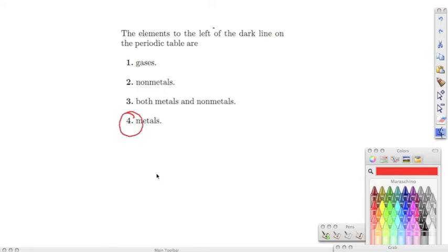Metals are always located to the left of the stair step. Non-metals are to the right. This is a key concept that we need to have down, especially when we start talking about ionic and covalent bonding, because we got to know the difference between a metal and a non-metal. All right, guys, moving on to the next one.